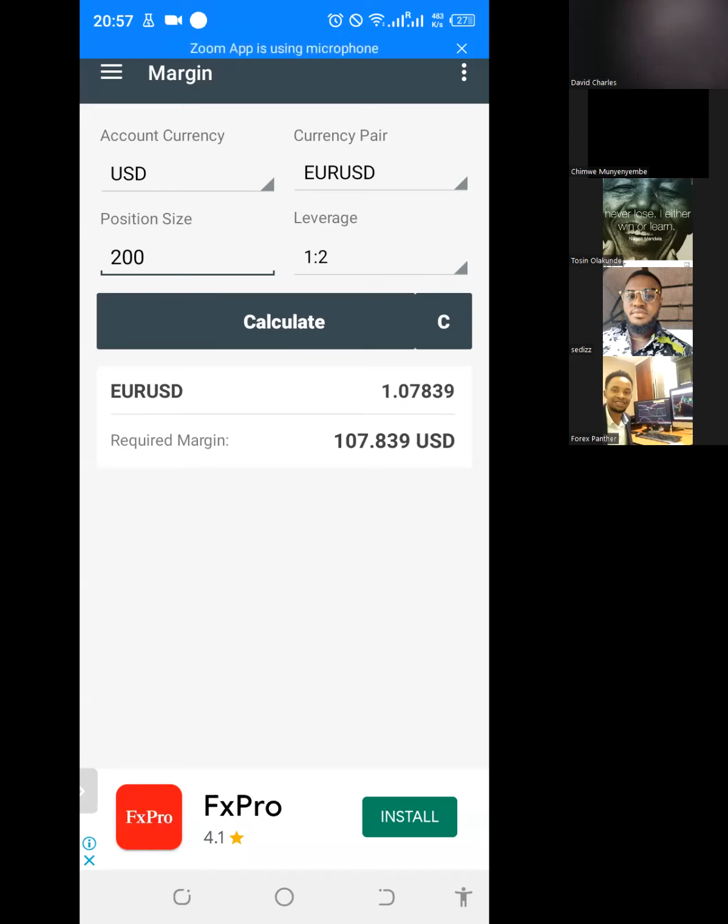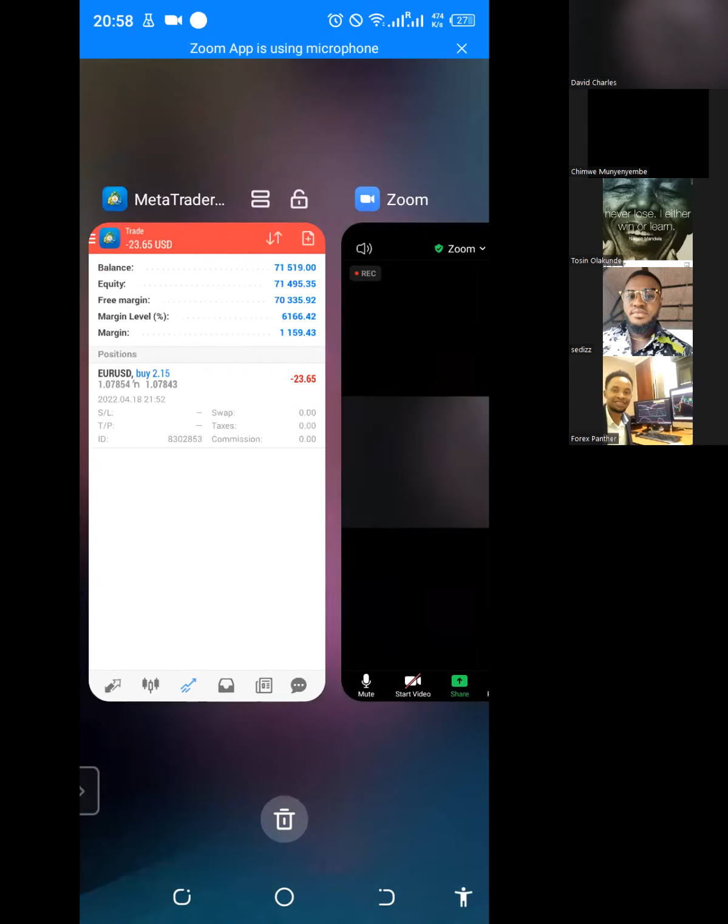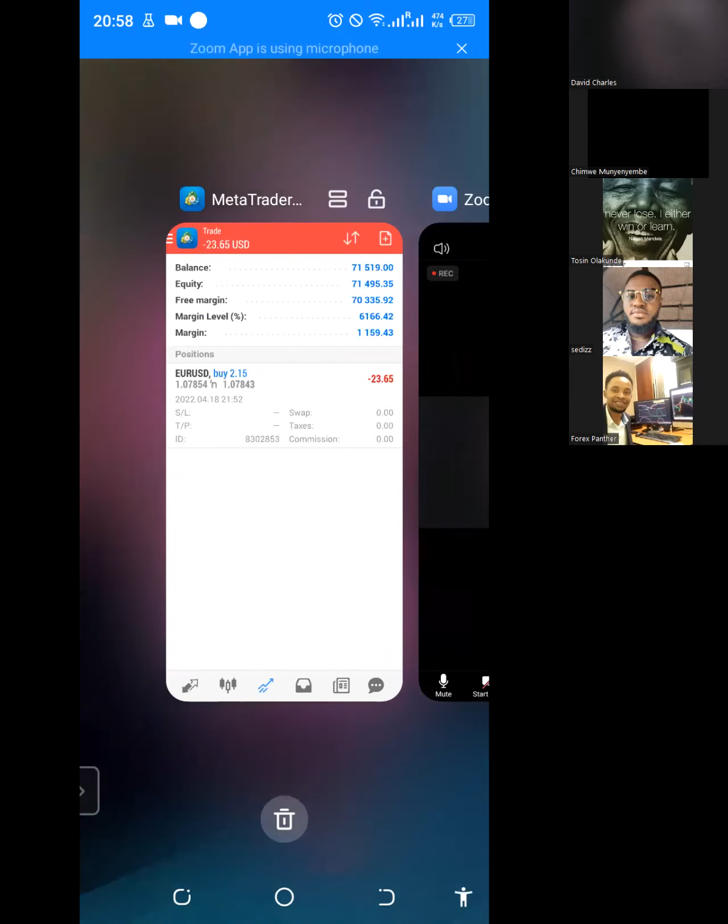Okay, when we talk about leverage, you can see there is 1.2 is leverage. Leverage is like borrowed money. Remember, when you invest, when you open an account, when you put your money there, there's the leverage part.